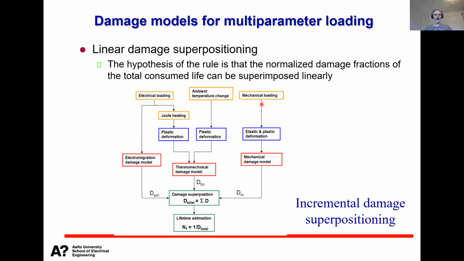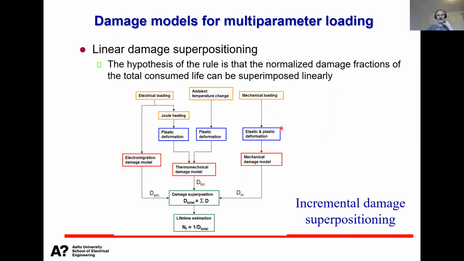As I said, this ABB case with Jonas is now currently recording for you. That will be one example of how you can estimate the combined effects of several stresses. It's based on the idea shown here: you have different stresses, and you consider what kind of damage each stress has, and then you sum up those damages.